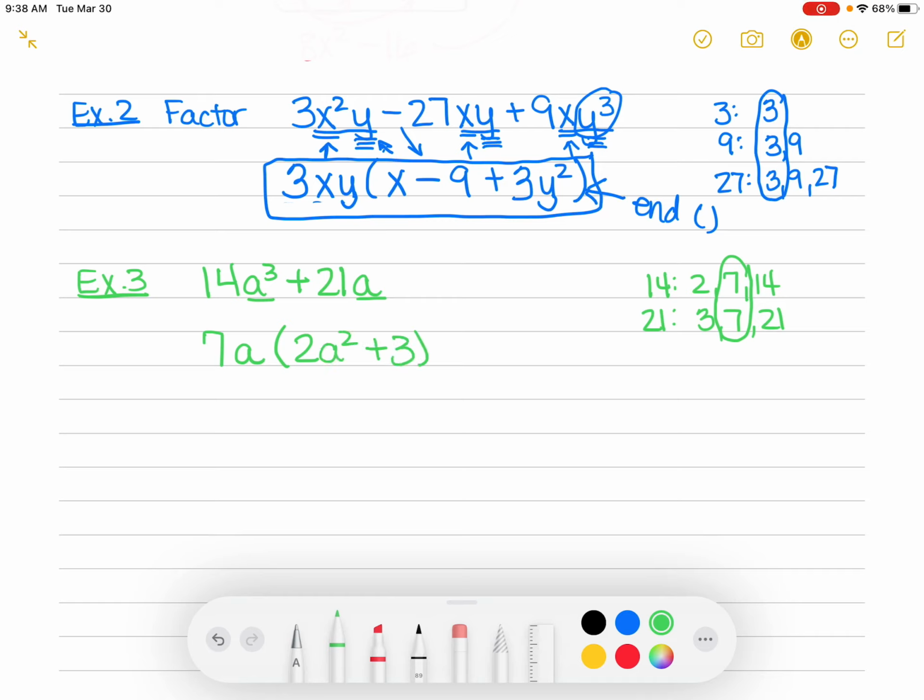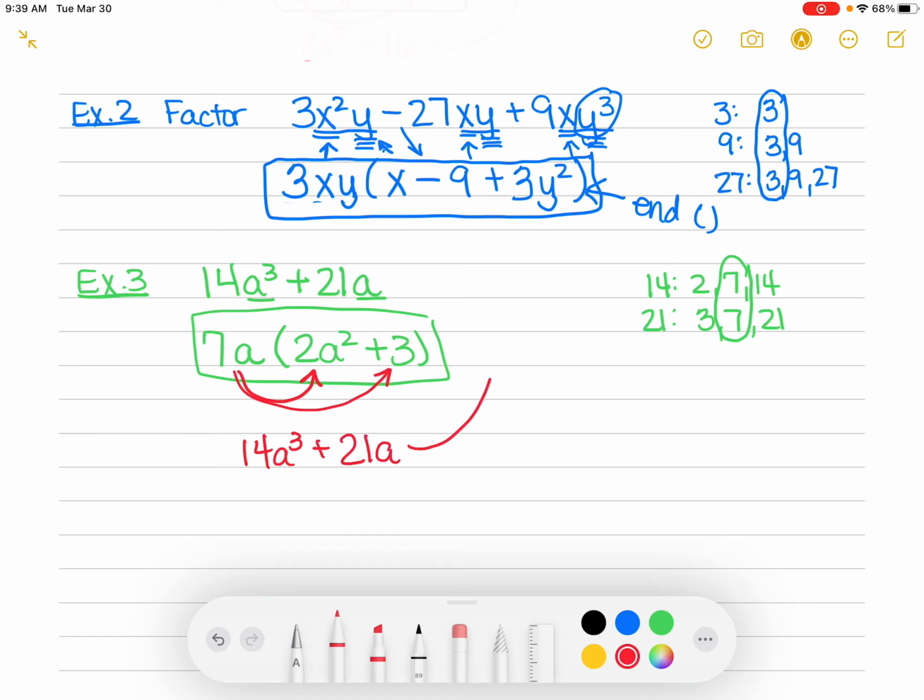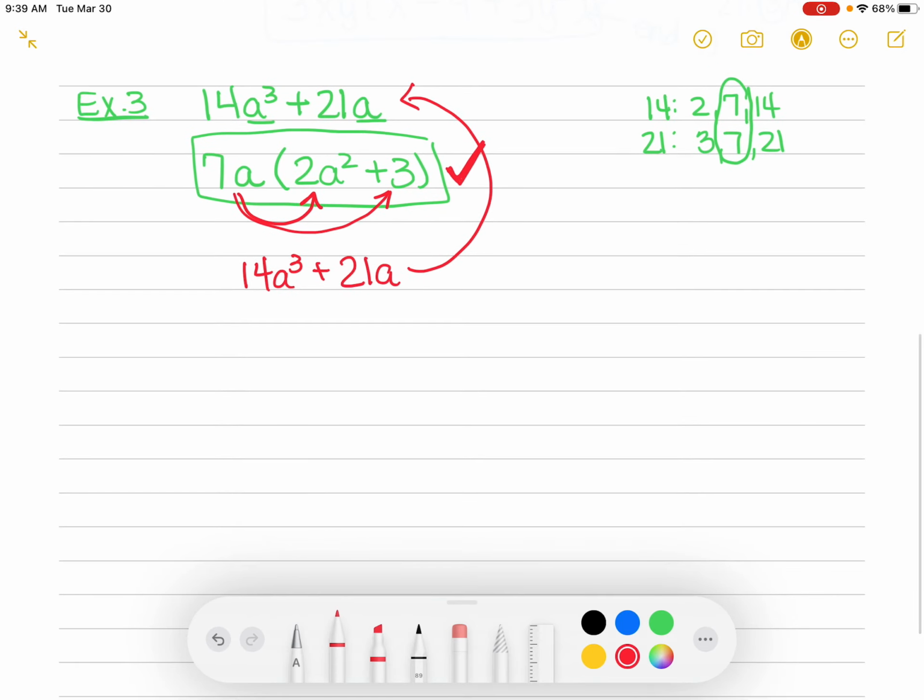Okay, so that's my answer. And if I want to go back and check, I'm going to go like this. 7a times 2a squared is 14a cubed. And 7a times 3 is 21a. So do those match? Yes. So this is the correct answer because those two match. Okay? So this is why we learned multiplication a while back, is to be able to do things like this, the factoring.